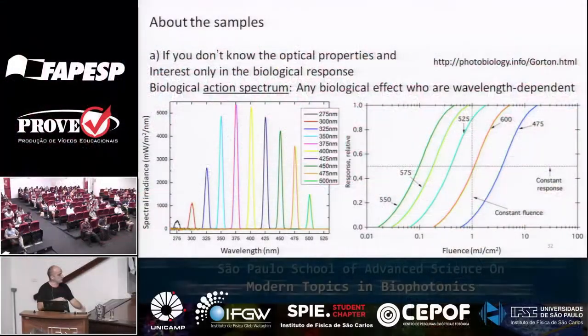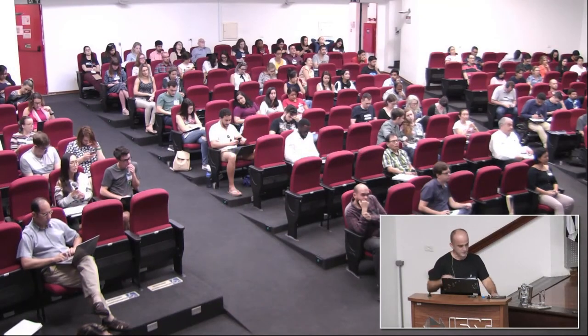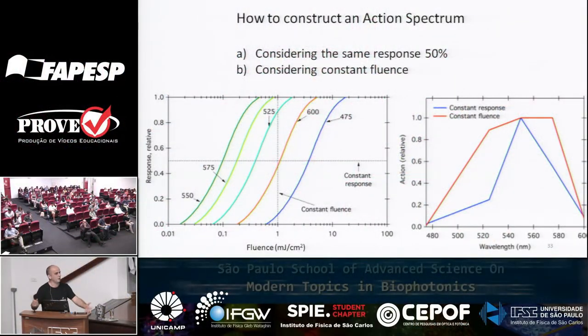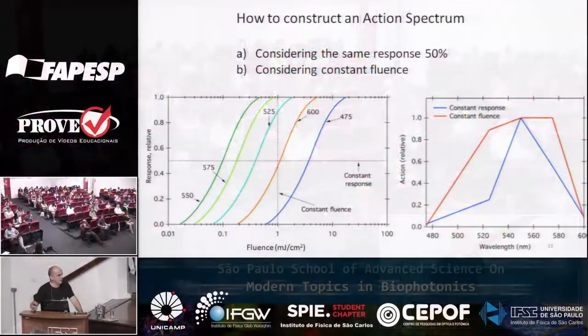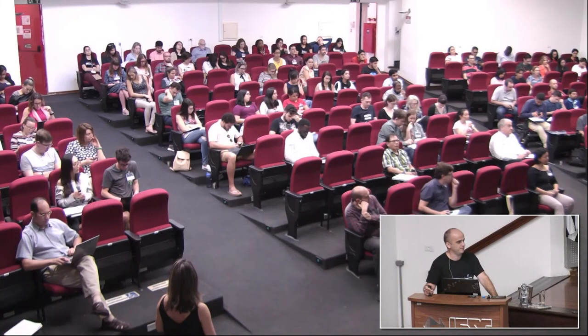And here, to produce an actual spectrum, you are measuring, for example, how much effect you produce for different wavelengths, for a constant fluence. You see that for the green line, you have a higher value. For the red, intermediate, and for the blue line, you have a lower effect. With this, you can produce this curve here, that is the biological action spectrum. I can send you some more real data from other groups. Thank you.